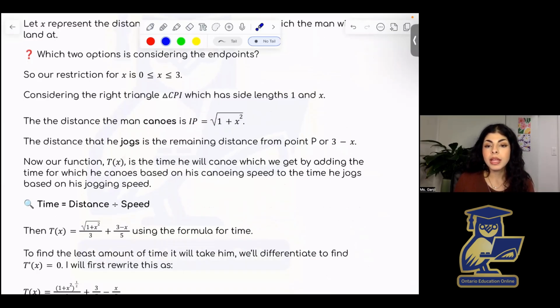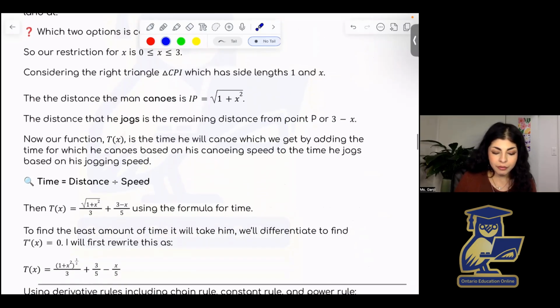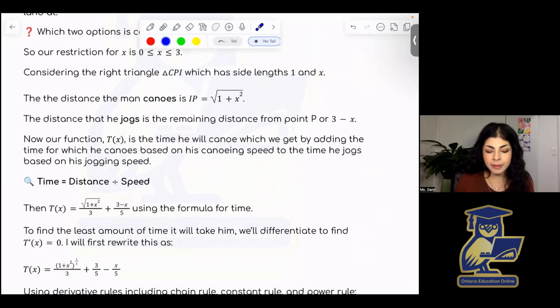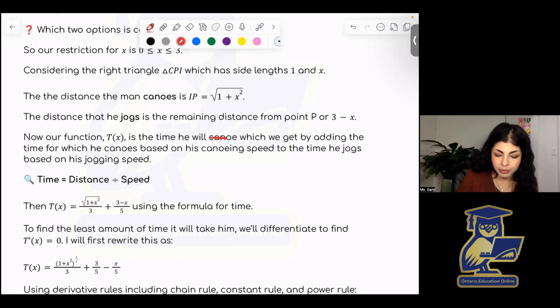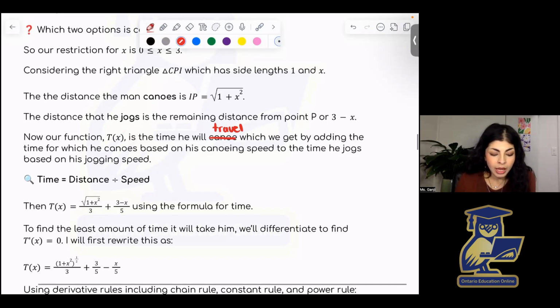So now we have the function of his time given the variable distance here. So our function is t of x, t for time, and this is the total time, which we get by adding the time for which he canoes and the time that he will be jogging. And these are both dependent on his speed for canoeing as well as his jogging speed.